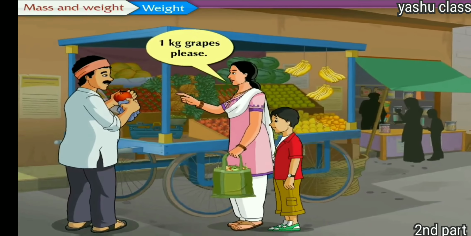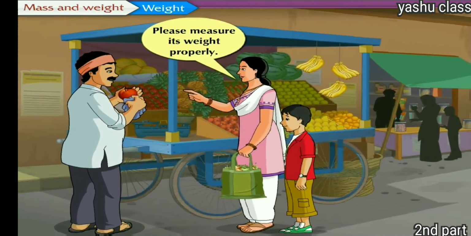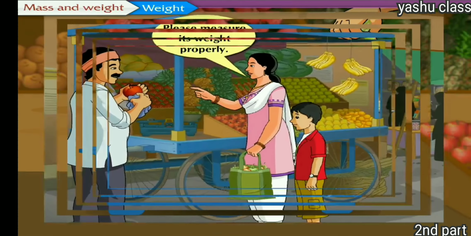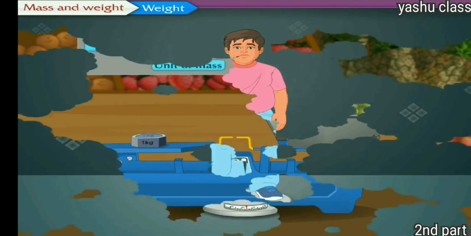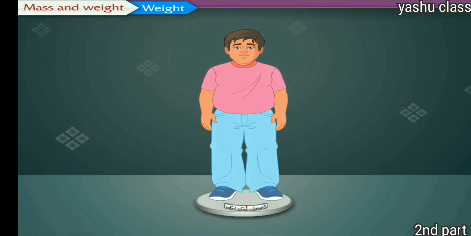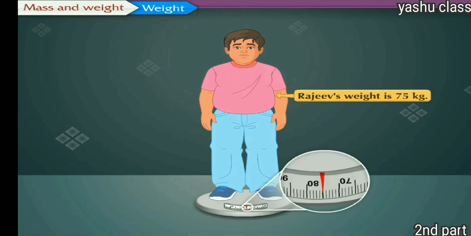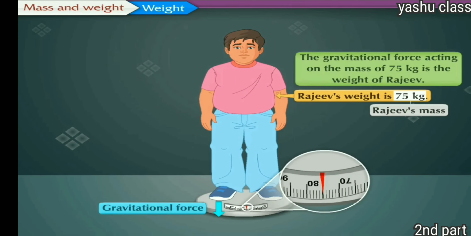In daily life, we use weight for both mass and weight and measure the weight in kilograms, which is the unit of mass. But in science, when we say that Rajiv's weight is 75 kilograms, we mean Rajiv's mass. The gravitational force acting on the mass of 75 kilograms is the weight of Rajiv.